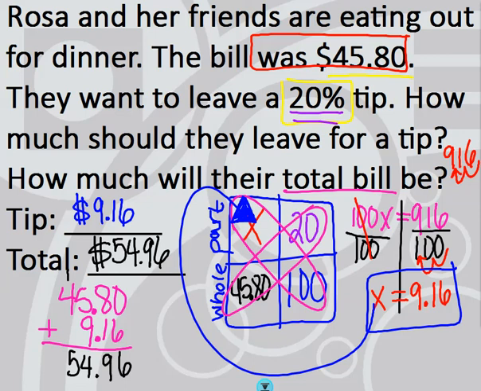Okay, so remember, the biggest thing is, how do you set up your proportion? So as we were looking at this information, the things that we really needed to pay attention to was this was their total, 45.80 was the total that they started with, and they were looking for 20% of that information. So really just make sure you're paying attention to where your information goes in your proportion box, and once you have it set up correctly, you just cross multiply and solve your equation.